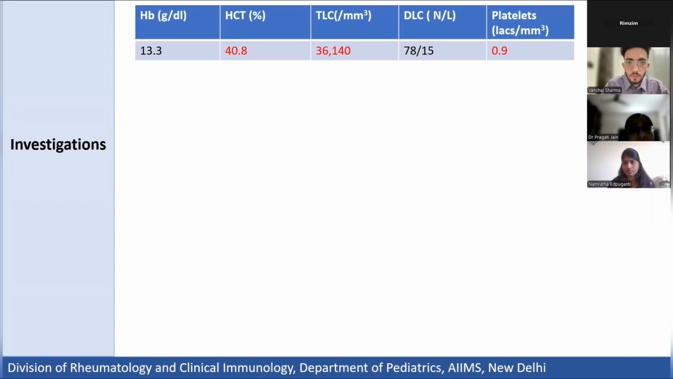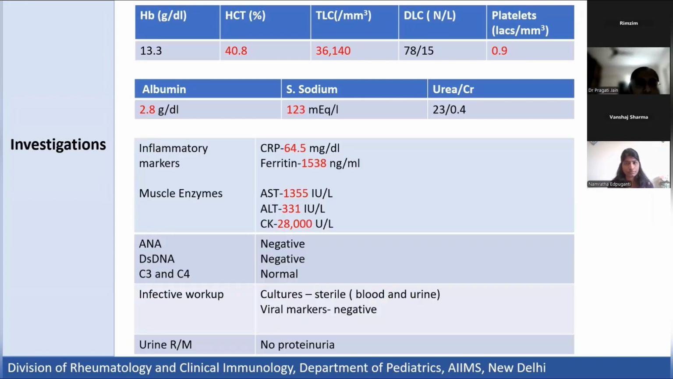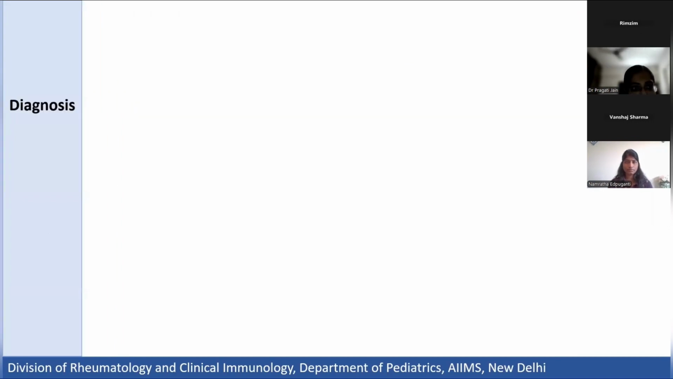Investigations revealed hemoconcentration, neutrophilic leukocytosis, and thrombocytopenia, along with hypoalbuminemia and hyponatremia. On further investigation, we found that the inflammatory markers were raised along with raised muscle enzymes, including AST, ALT, CK. Immunological workup was negative, infective workup was negative, and urine routine microscopy didn't show any proteinuria.